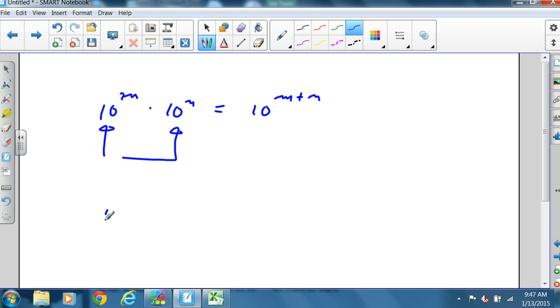So exponents add when the bases are the same. If I have 10 to the m times 5 to the n, then there's nothing I can do about that except multiply it out. Those bases aren't the same. I can't add the m and the n. Can't do that.